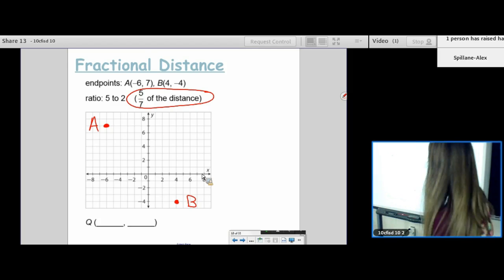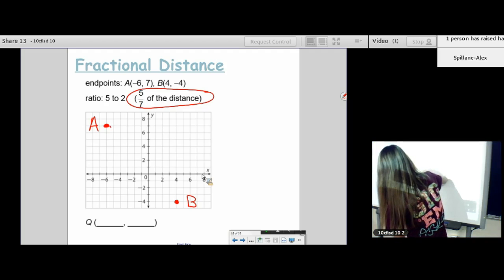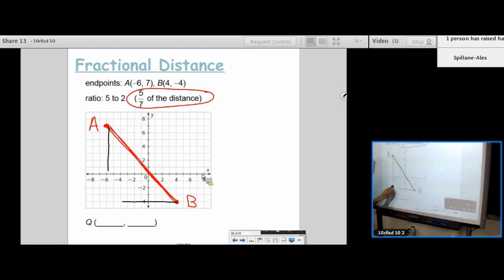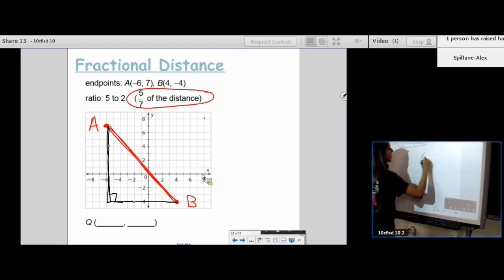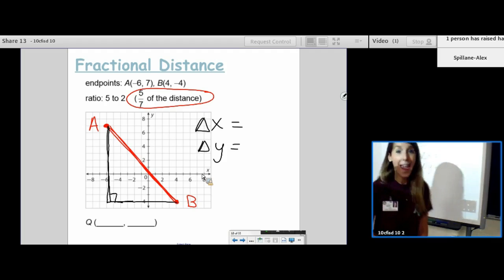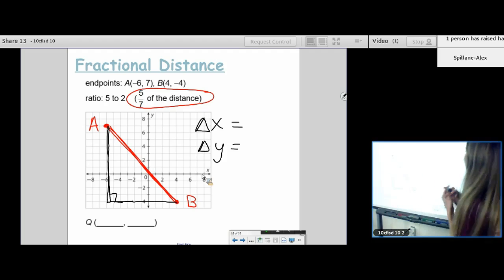Okay? What I want you to do, well, we can connect these if we want to. I'm not sure if it's perfect. But we're going to do that method where we find the rise and the run. We find the delta x and we find the delta y. There we go. Let's be perfect. Okay? So follow along with me. I'm finding delta x and delta y. And then we're going to take 5/7 of that.